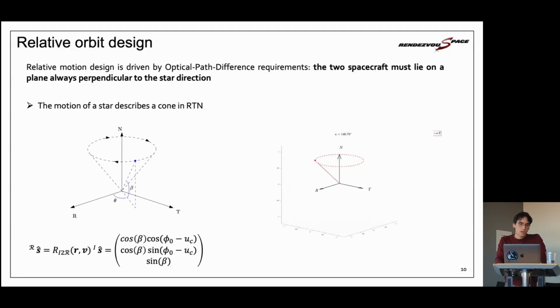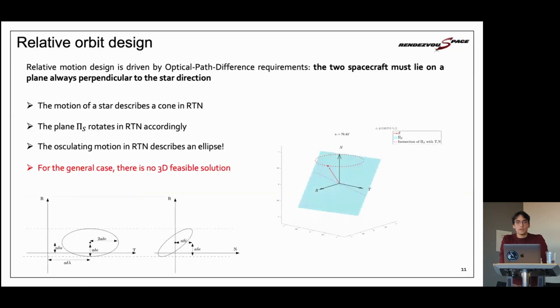First of all, we can see that the motion of the star in RTN essentially describes a cone. A cone is a function, obviously, of these 2 angles. One is, again, the beta, the elevation of the star in the RTN frame, and the other one is this theta angle, which is the azimuth of the star in the RTN frame. Now, we want our relative motion to lie on a plane that is perpendicular to the star direction. And so, as you can see, this plane rotates in the RTN frame, the Hill frame.